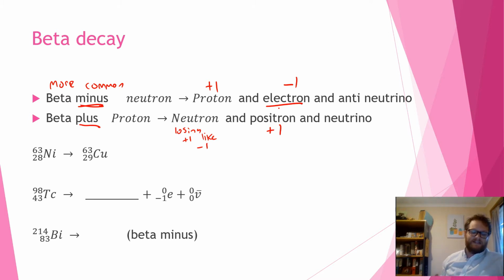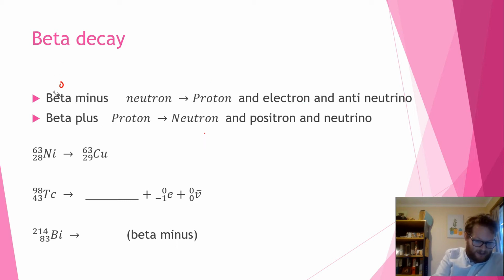So what I'm going to do is hit you with a couple of examples with beta minus decay and a couple of examples with beta plus decay, and hopefully that'll help out some questions. So let's take a look at this first one here.